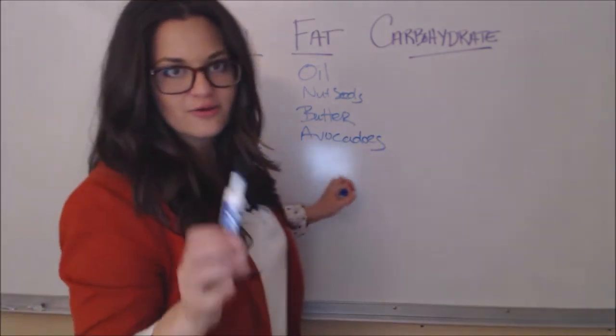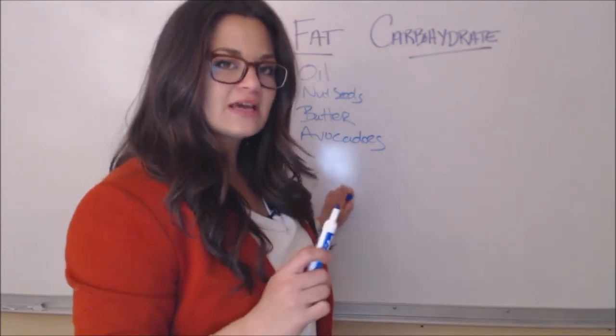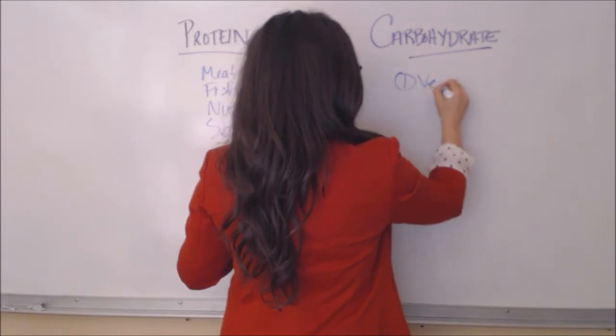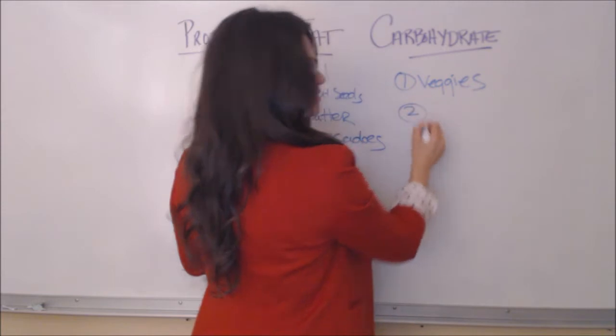Now, carbohydrates. Ultimately, we'll call it 7 kinds of carbohydrates. 7, you ready? 1, vegetables. Veggies. 2, fruit.